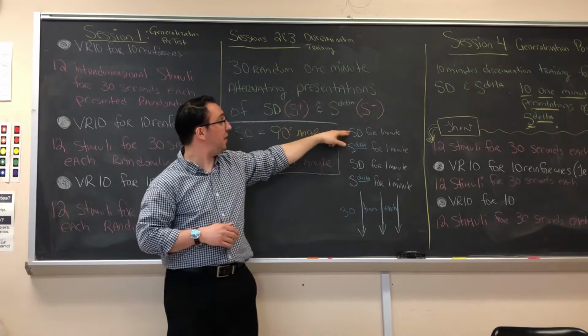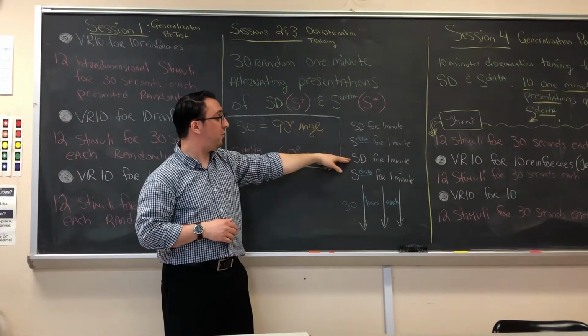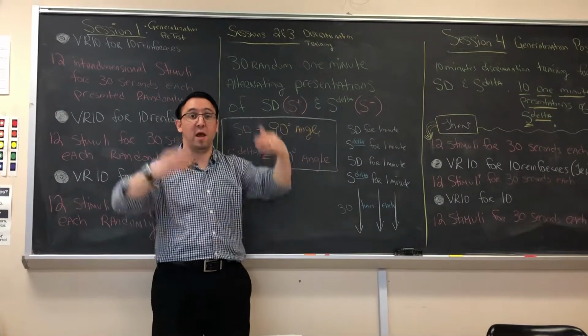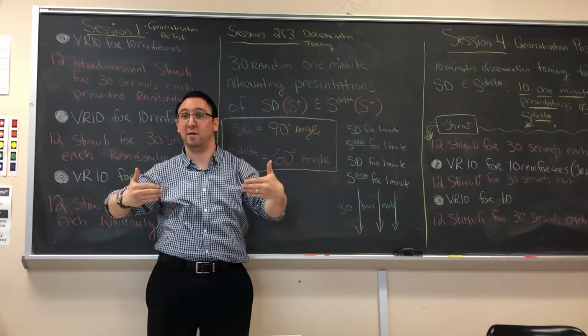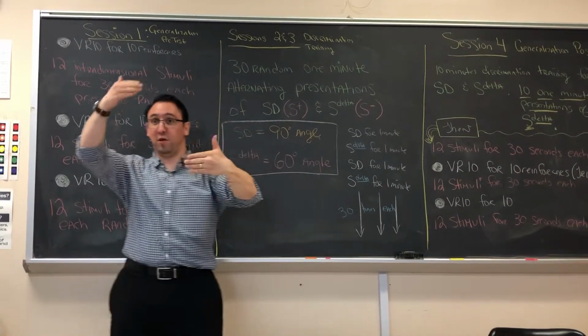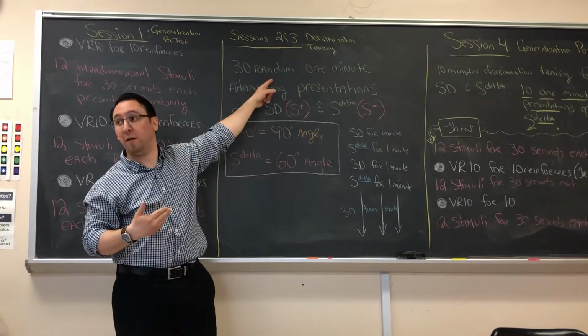They alternate so that the SD is presented for 1 minute, then the S delta for 1 minute, then the SD for 1 minute, then the S delta for 1 minute, until each of them have 30 presentations. So sessions 2 and 3 are an hour each. 30 S plus, 30 S minus, 60 minutes. Good? We call this the discrimination training.